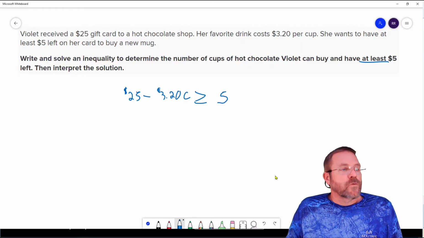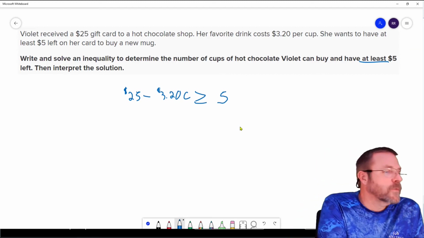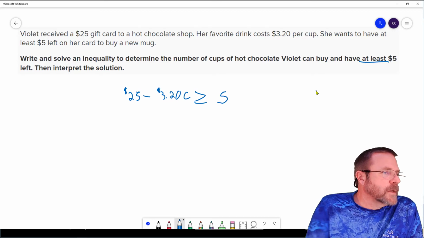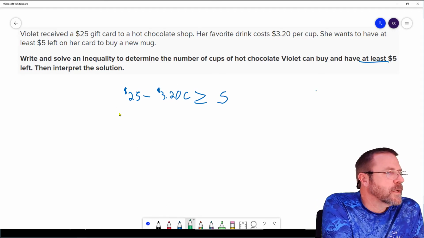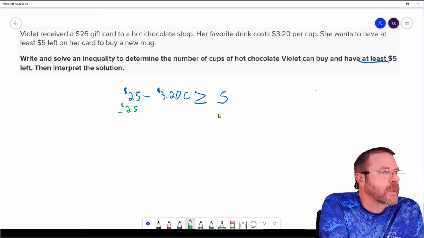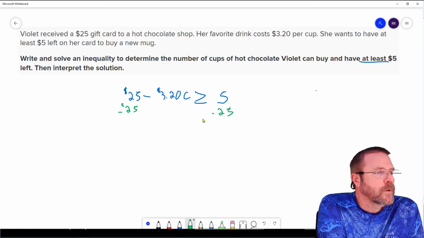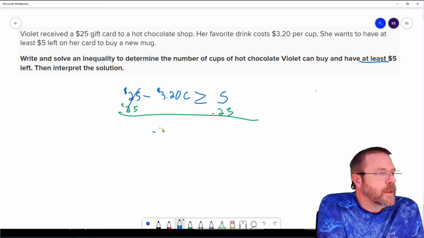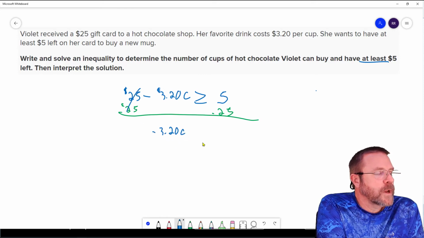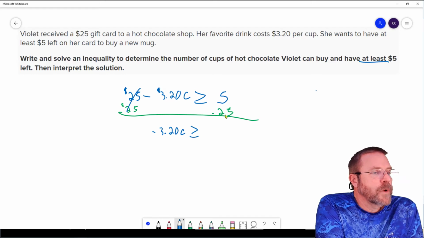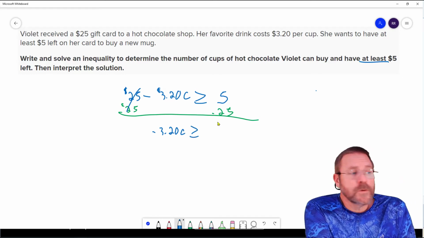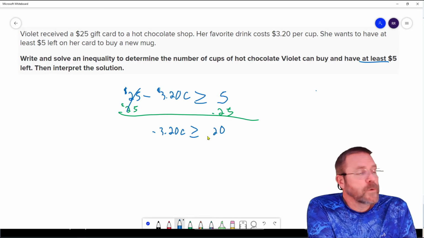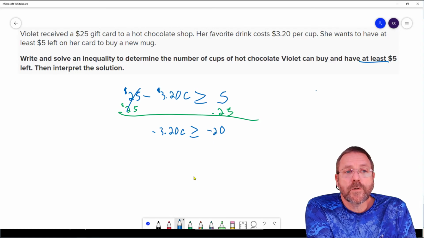Now we need to solve the question to find out the rest of the information. Now I'm going to undo addition and subtraction by subtracting that 25 from both sides. I subtract 25 on the left, I'm going to subtract 25 on the right. Problem is, I've got a negative $3.20 times the number of cups on the left, but on the right, I've got a signs for different, find the difference issue. The difference between 5 and 25 is 20, with a sign in front of your larger number, negative, going in front of your answer.